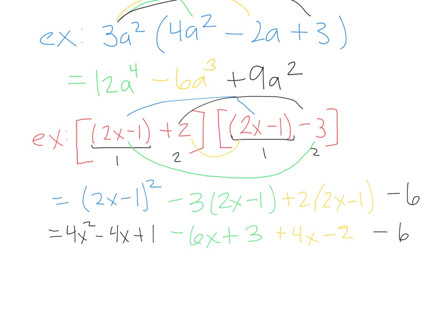Okay, so combining terms, we've got the 4x squared, and then we have the minus 4x minus 6x plus 4x, so that ends up being a minus 6x. And then finally, the constant terms, we have a plus 1, a plus 3, a minus 2, a minus 6, and so that is going to end up being a minus 4.